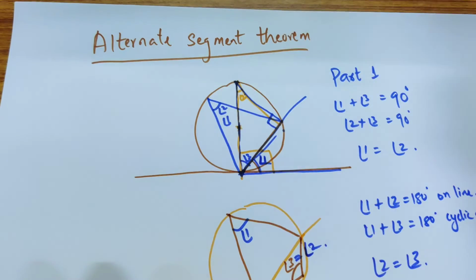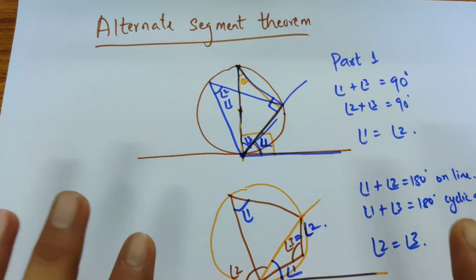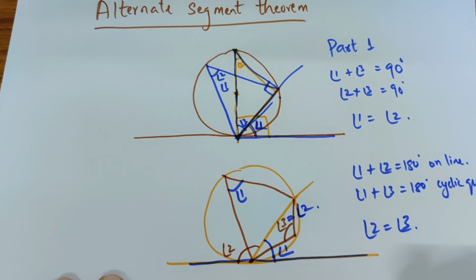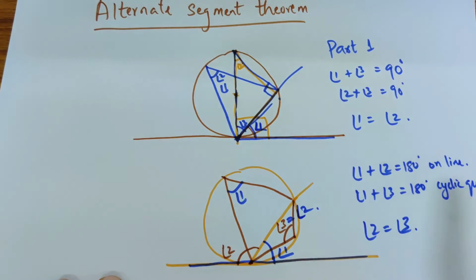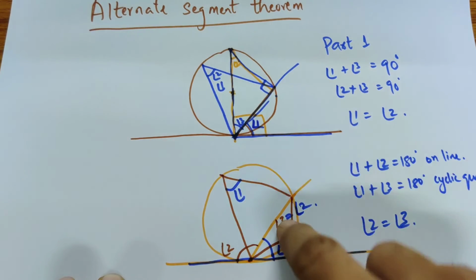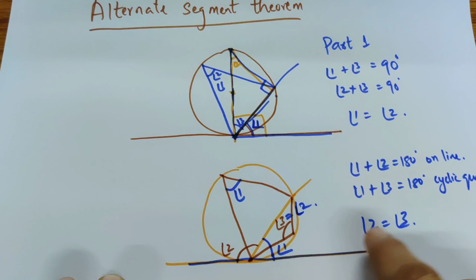So this is the alternate segment here. This is what is done even in the textbook. It's just that we break it down to something simple that perhaps the children can follow more easily. If this part was not clear, angle 1 plus angle 2 is on this line, and angle 1 and angle 3 is cyclic quadrilateral. So angle 2 is equal to angle 3.